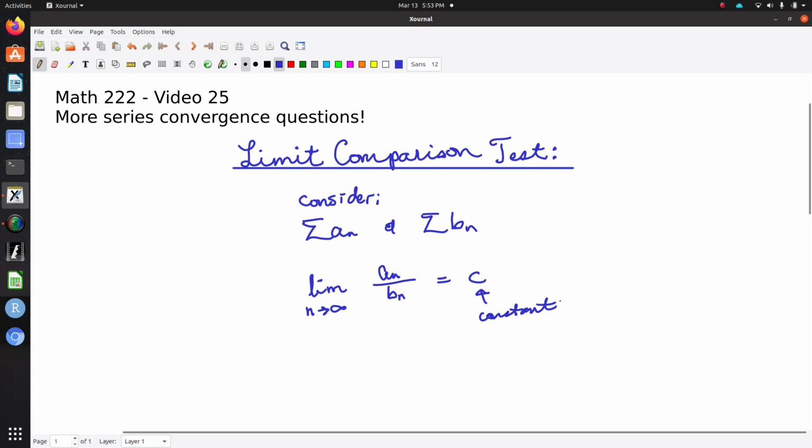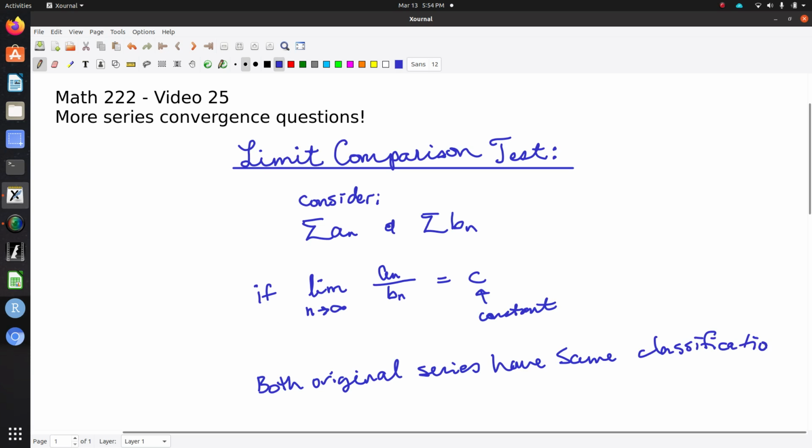okay? Now, I'm usually thinking about all these as being positive, but you can take the absolute value if you need to. This is intended for positive things. Anyway, they both have the same fate. If these guys limit to a constant, then both original series that we wrote have the same classification. So if one converges, they both converge, and if one diverges, they both diverge.